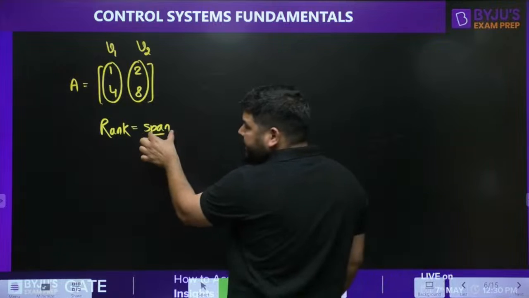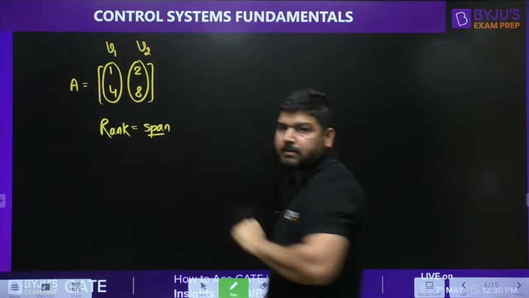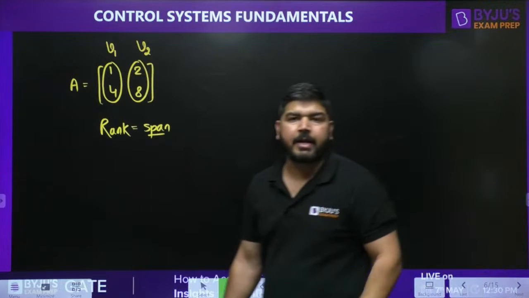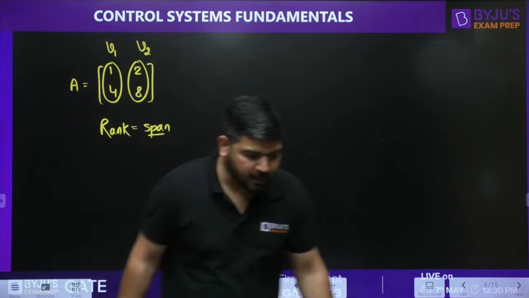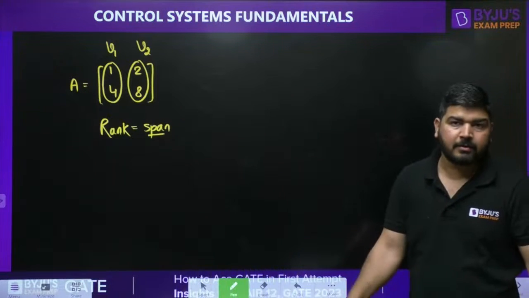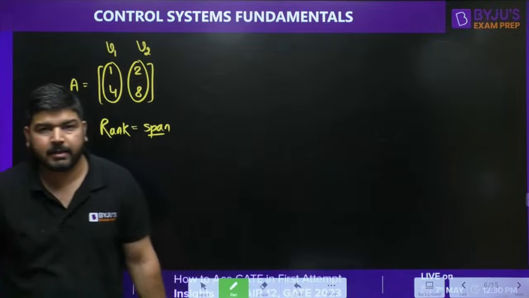If the span is less than the number of vectors, then they will be linearly dependent. Otherwise, they will be linearly independent. Simple way. Simply you can calculate like this.